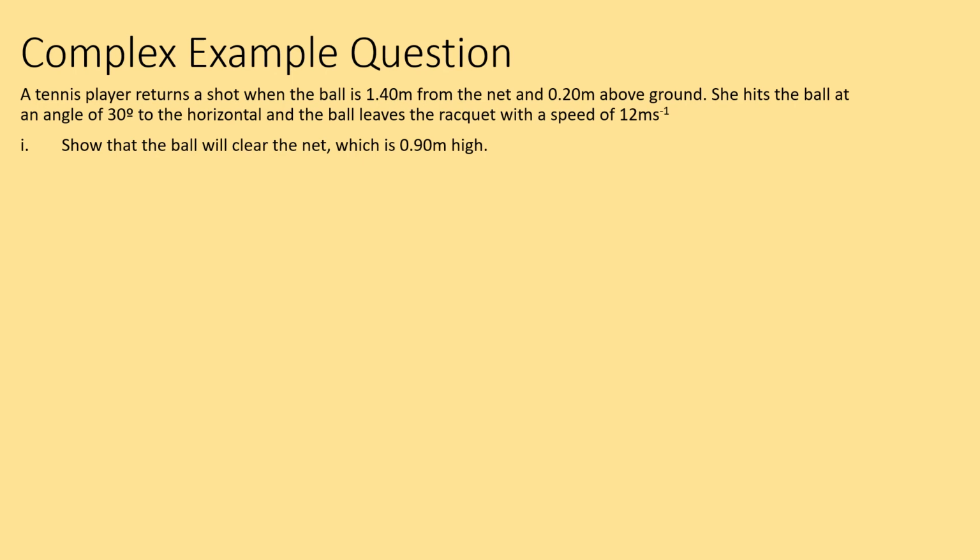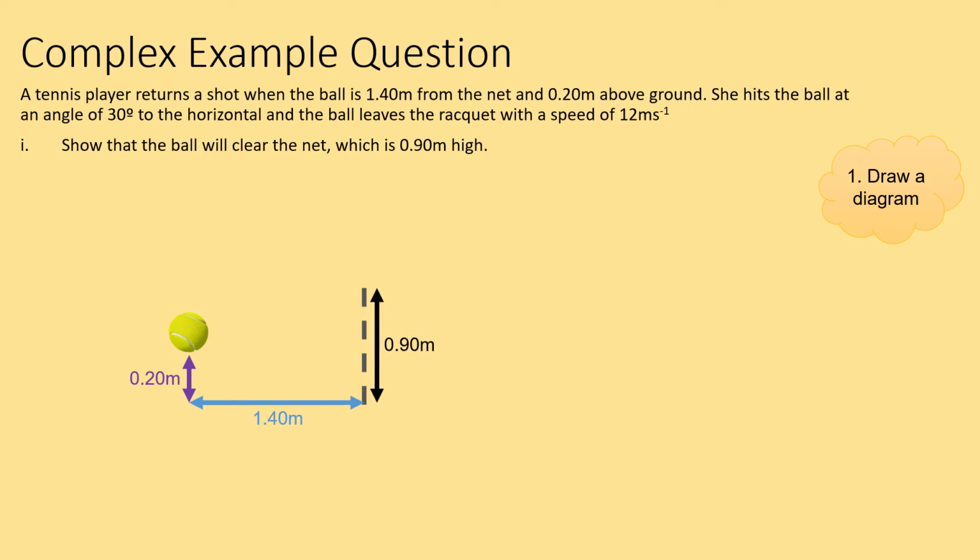So the first thing you want to do is visualize this, what's going on. So one, draw a diagram. You don't have to draw an accurate tennis ball, but here we go. You have a net. You have the ball at 0.2 meters from the ground. It's 1.4 meters away from the net. The net is 0.9 meters high. And you've hit it at 12 meters per second, an angle of 30 degrees.